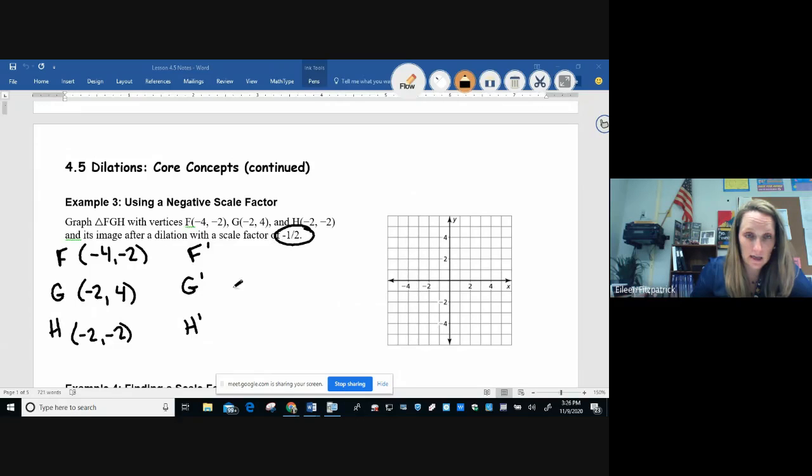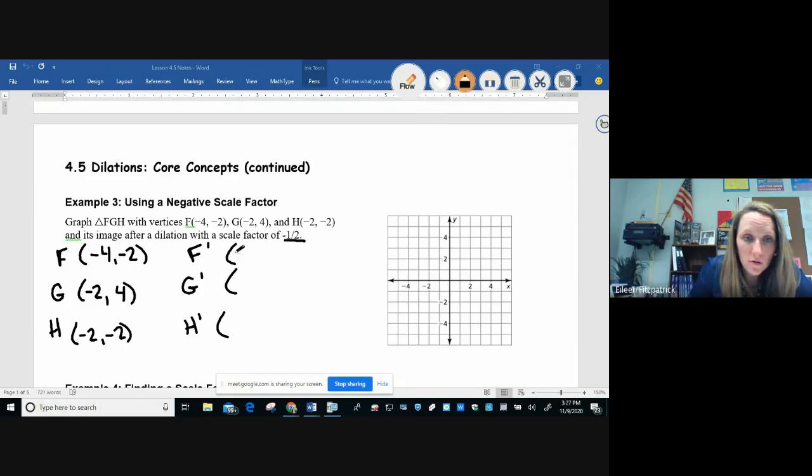Scale factor is -1/2. So just like I did for the last problem, I have to multiply all of these coordinates by -1/2. So I'll write the first one out and then I'm just going to do the rest in my head. 4 times, sorry, let me give myself more room. It's not going to work out very well. Try this again.